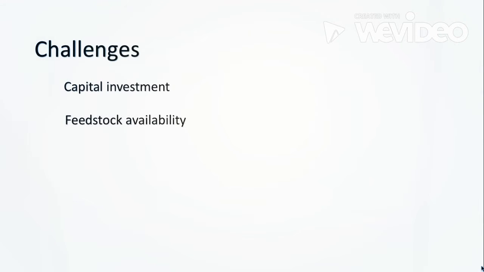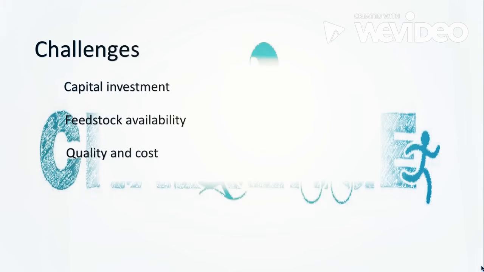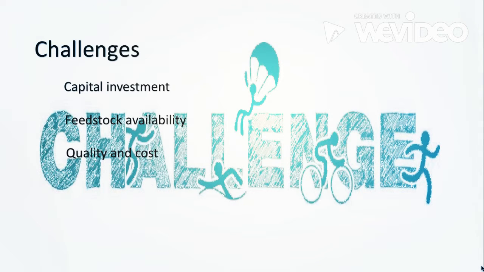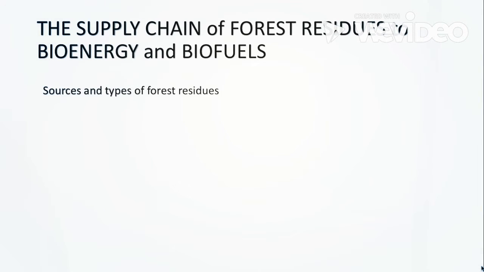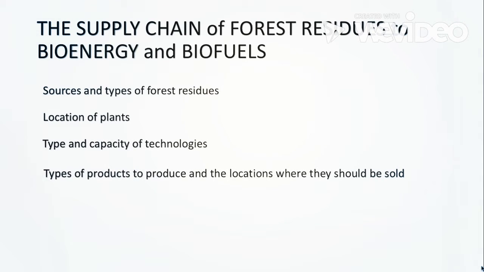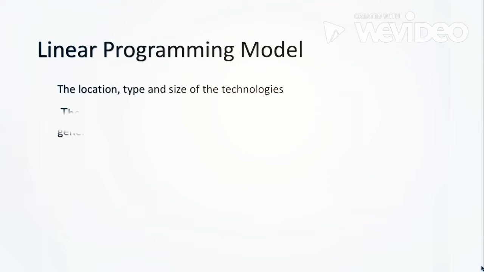Therefore, a linear programming model is developed to maximize the net present value of using forest residues as a new energy source. This includes determining the locations, the type and the size of technology used, the mix of biofuel and bioenergy products to generate, and also the type and amount of forest residue used. It also covers the transportation strategy that minimizes the transportation costs from the sources to the facility and from the facility to the market.